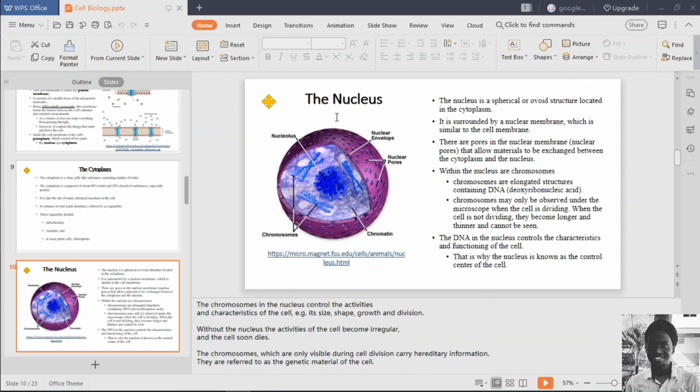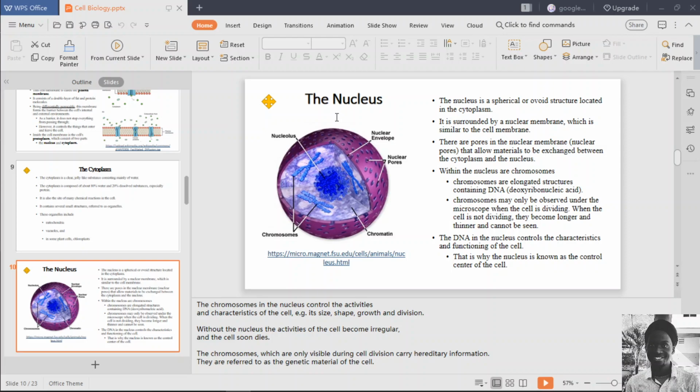Now, the DNA in the nucleus controls the characteristics and functioning of the cell. And when these DNAs fold together, then you get the chromosomes. That is why the nucleus is known as the control center of the cell. It is because it contains the DNA which controls the characteristics and functioning of the cell. So the chromosomes in the nucleus control the activities and characteristics of the cells.